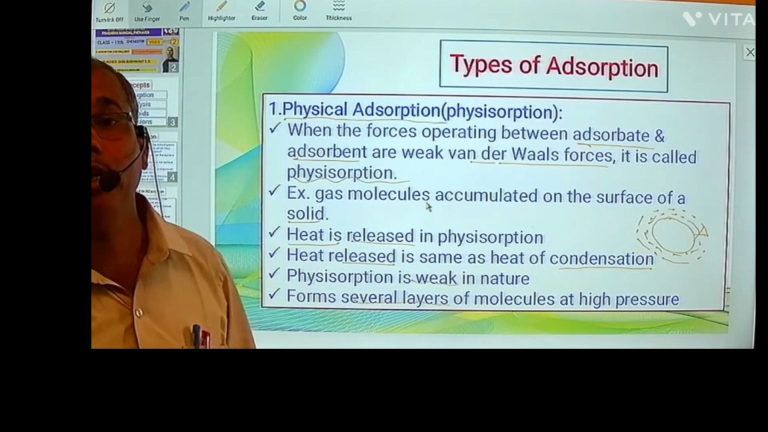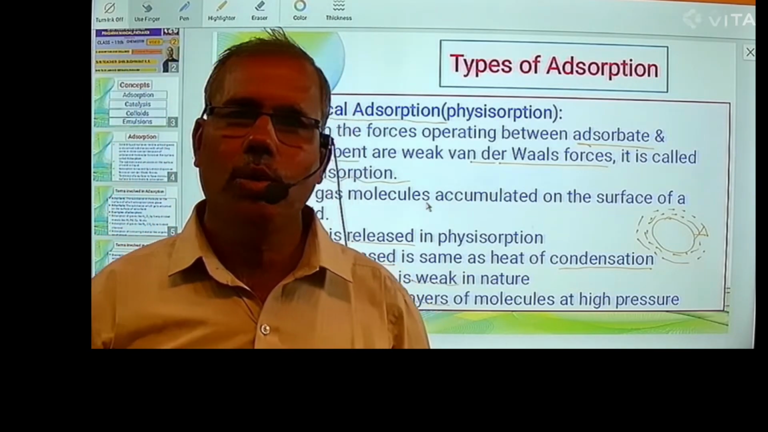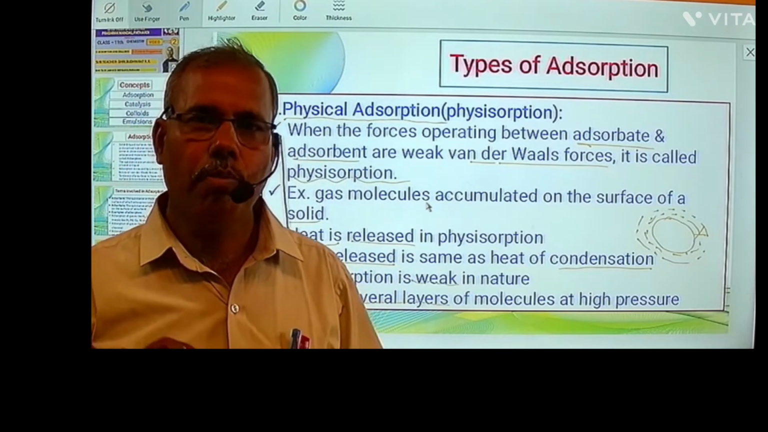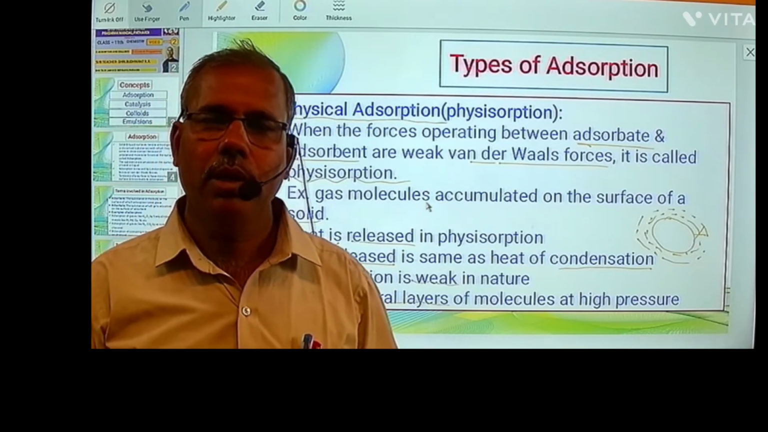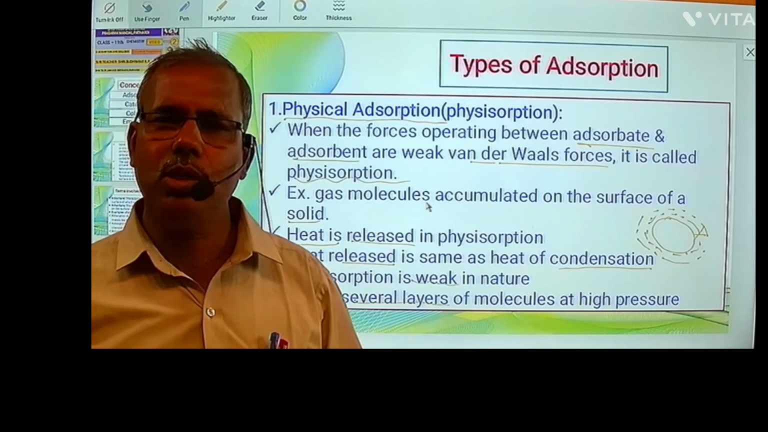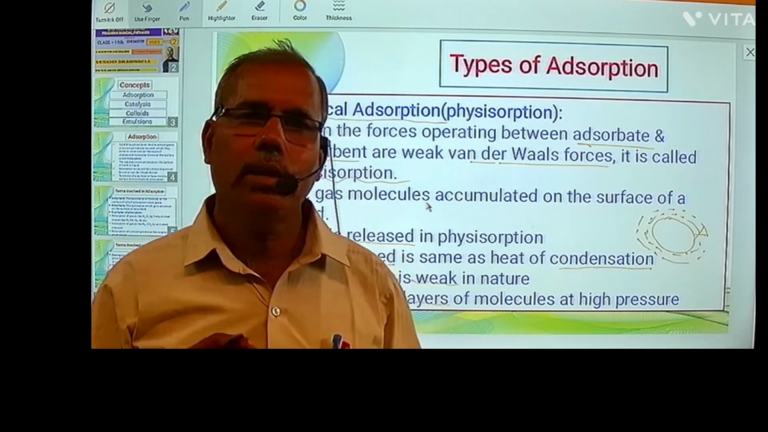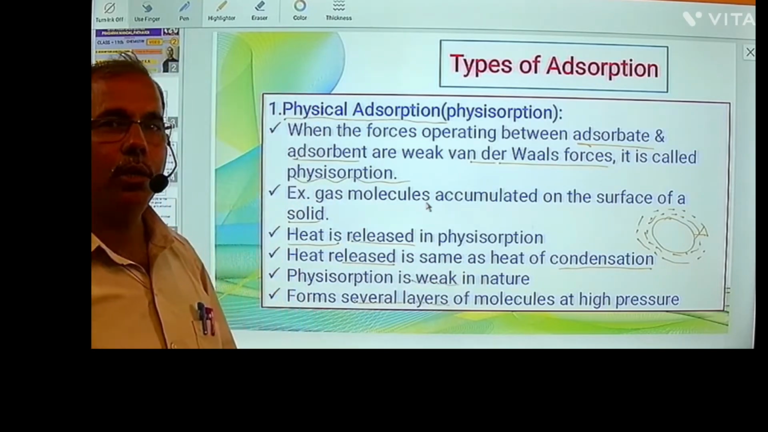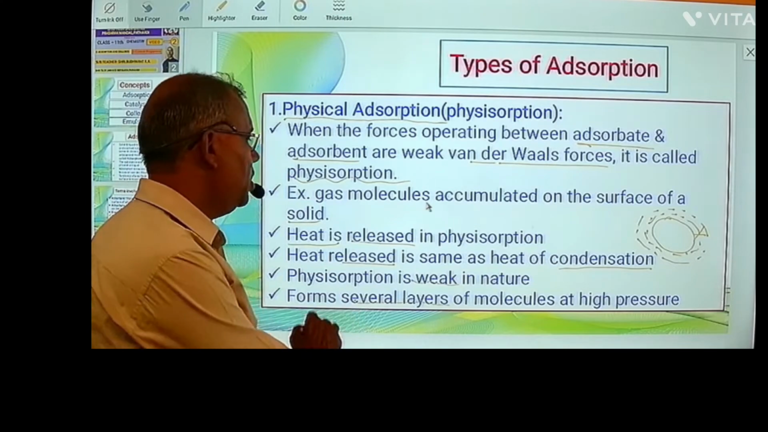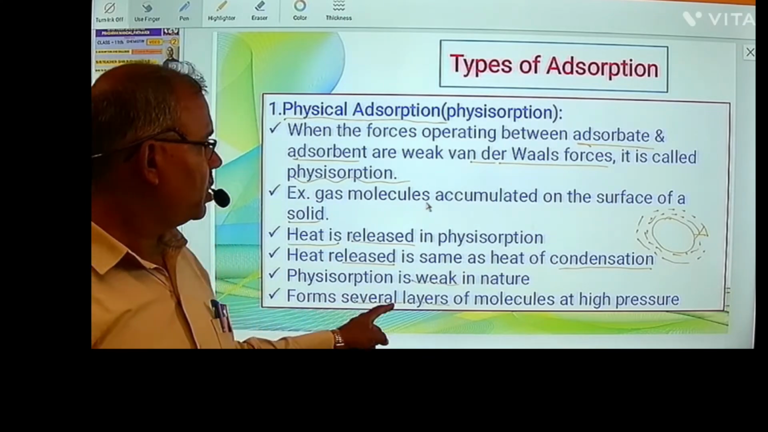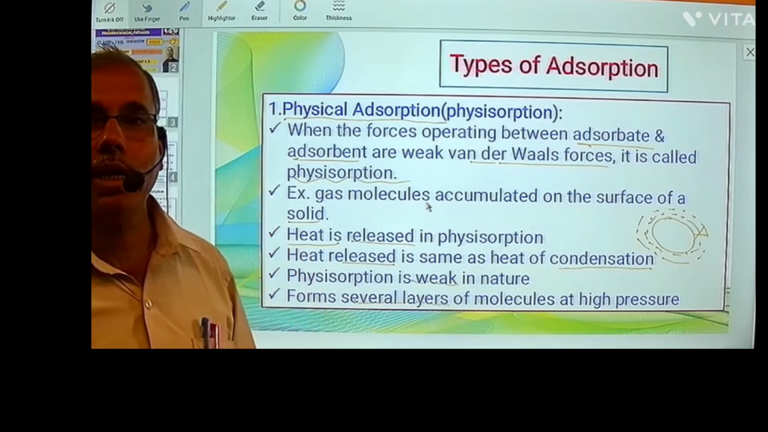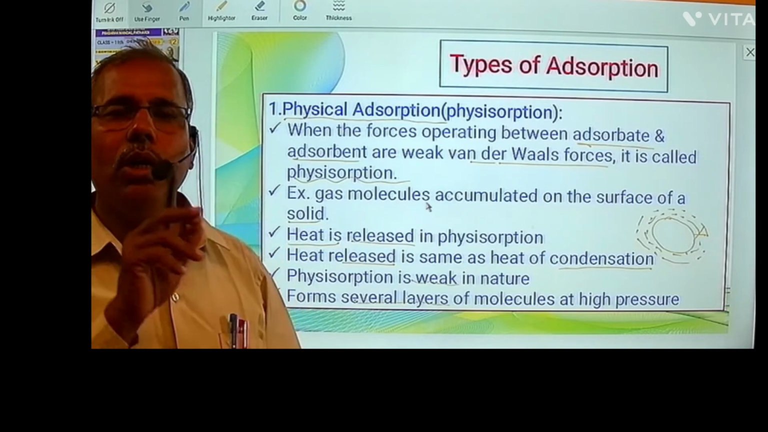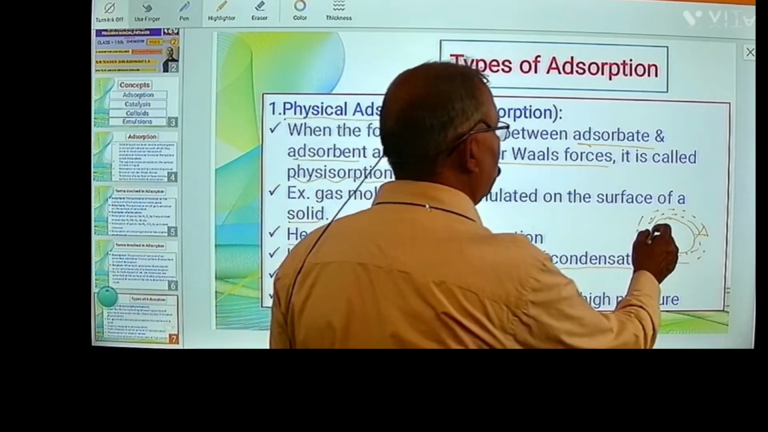Physisorption process is weak in nature. That means we know the forces of attraction which are physical forces, van der Waals forces, they are weak. Therefore the particles of the adsorbate, they are adsorbed or accumulated on the surface of the adsorbent, they are weakly adsorbed. That means the physisorption will be weak in nature. And in this type of adsorption, several layers of molecules are formed at high pressure. Now if you increase the pressure, then again and again more layers will be adsorbed on the initial layers.